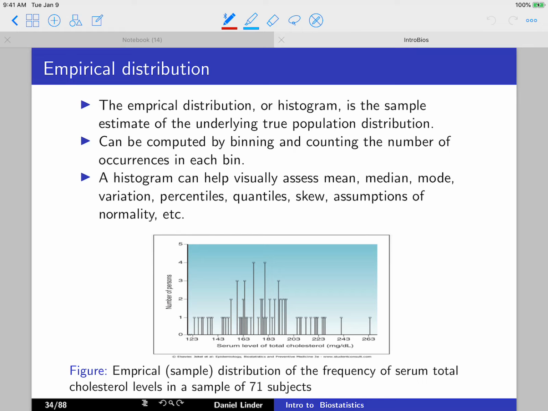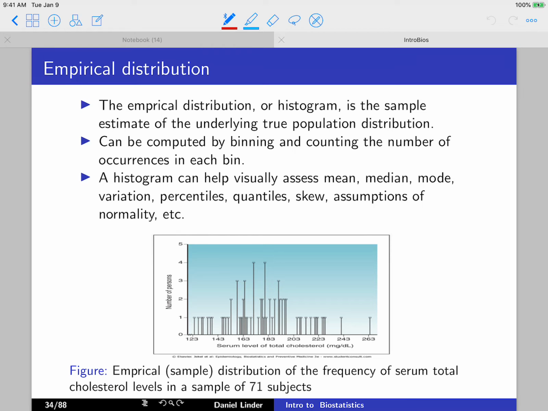So we said we were going to talk about distribution, so let's talk about this first concept that I'm calling an empirical distribution. An empirical distribution, or a histogram, is essentially the sample estimate of the underlying true population distribution. And you can compute or draw this empirical distribution by binning up the values of your particular random variable and counting the number of occurrences in each bin.